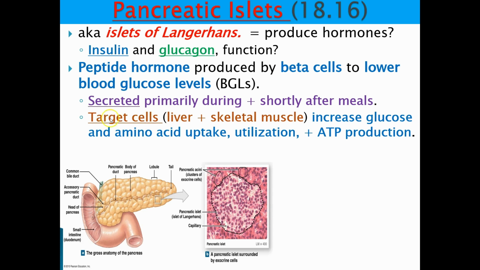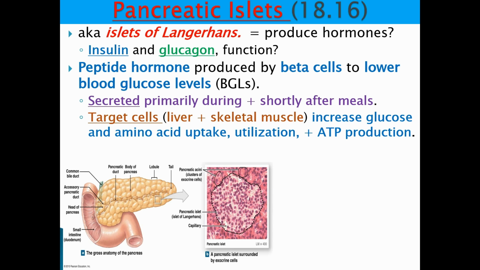You should always know the cells that get targeted. It's primarily going to be liver and skeletal muscle, because, of course, we have skeletal muscle everywhere. And so notice the way that blood glucose levels get reduced is that insulin actually stimulates the target cells to increase glucose and amino acid uptake, i.e., it stimulates cells to remove glucose from the blood, to remove amino acids from the blood, and then start utilizing them and even producing ATP from them. So that's the function of insulin, which is why, as I said, we tend to think of hormones as causing maintenance or maintaining a range.